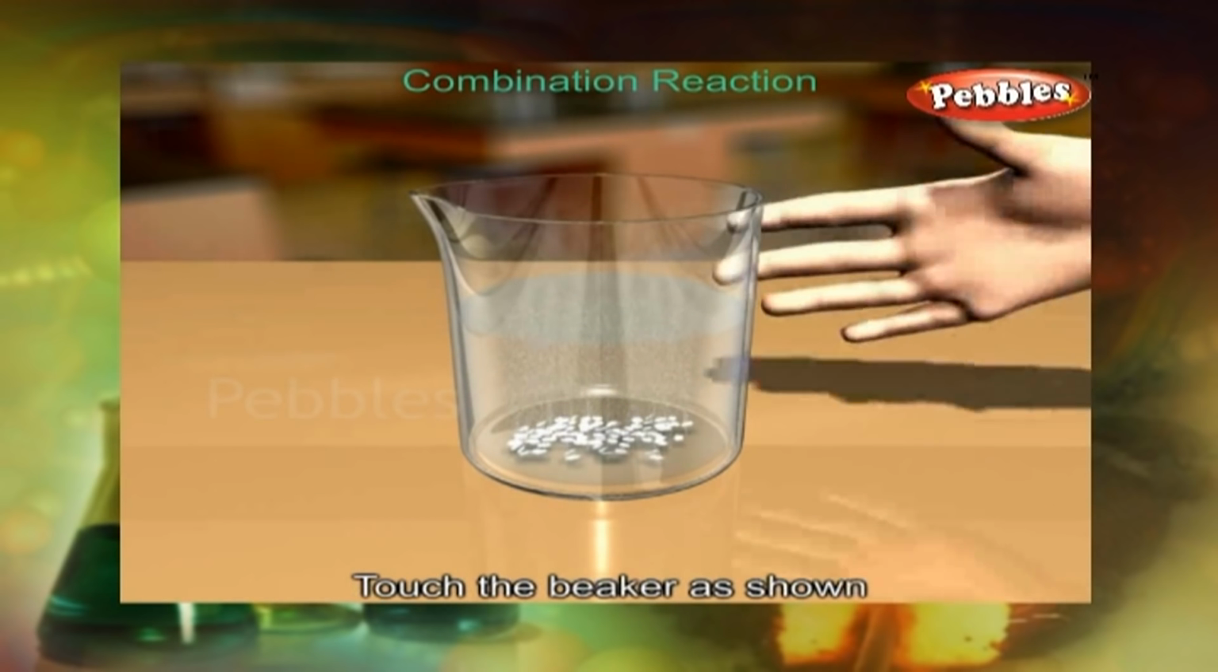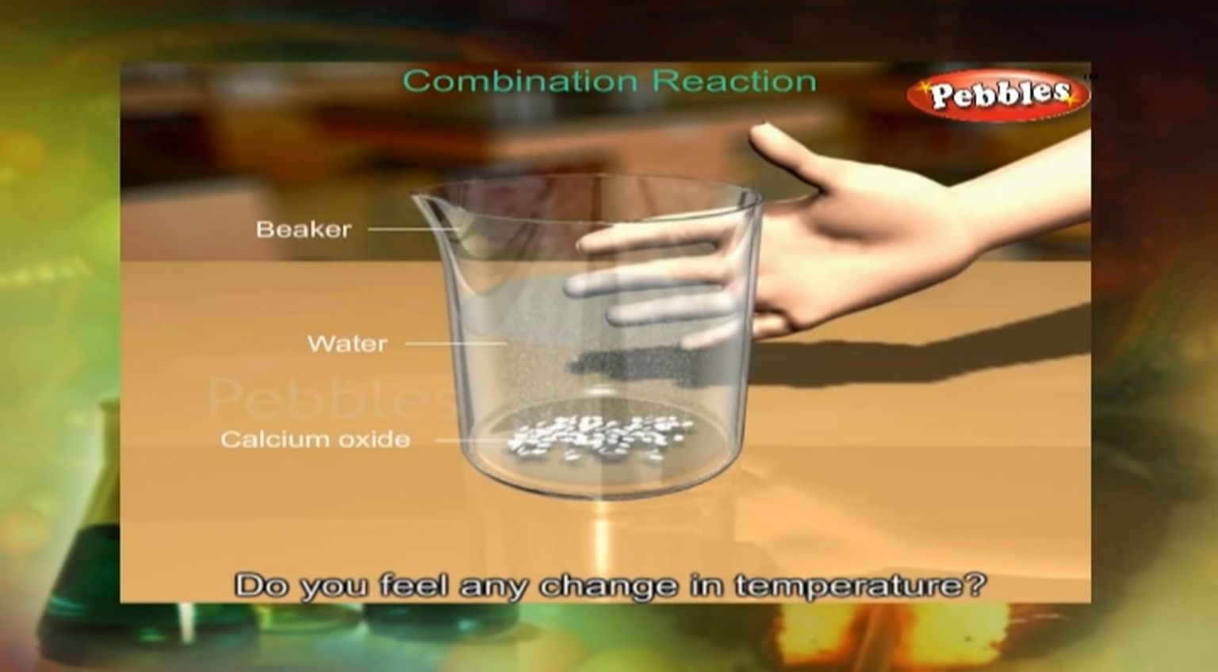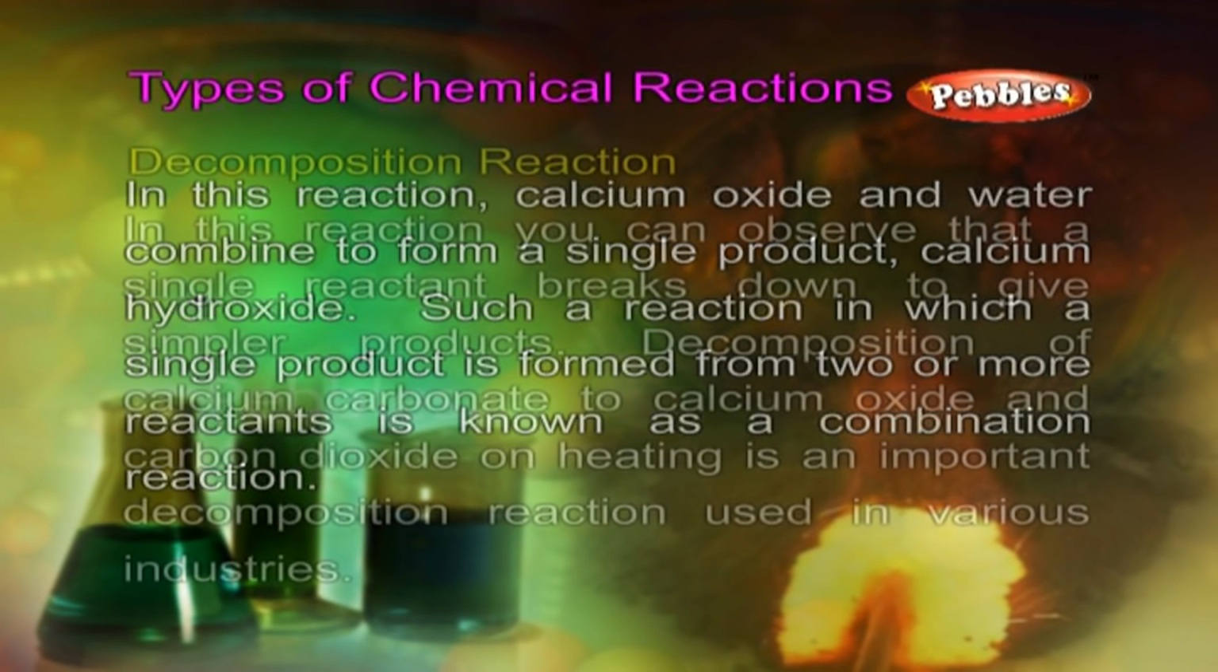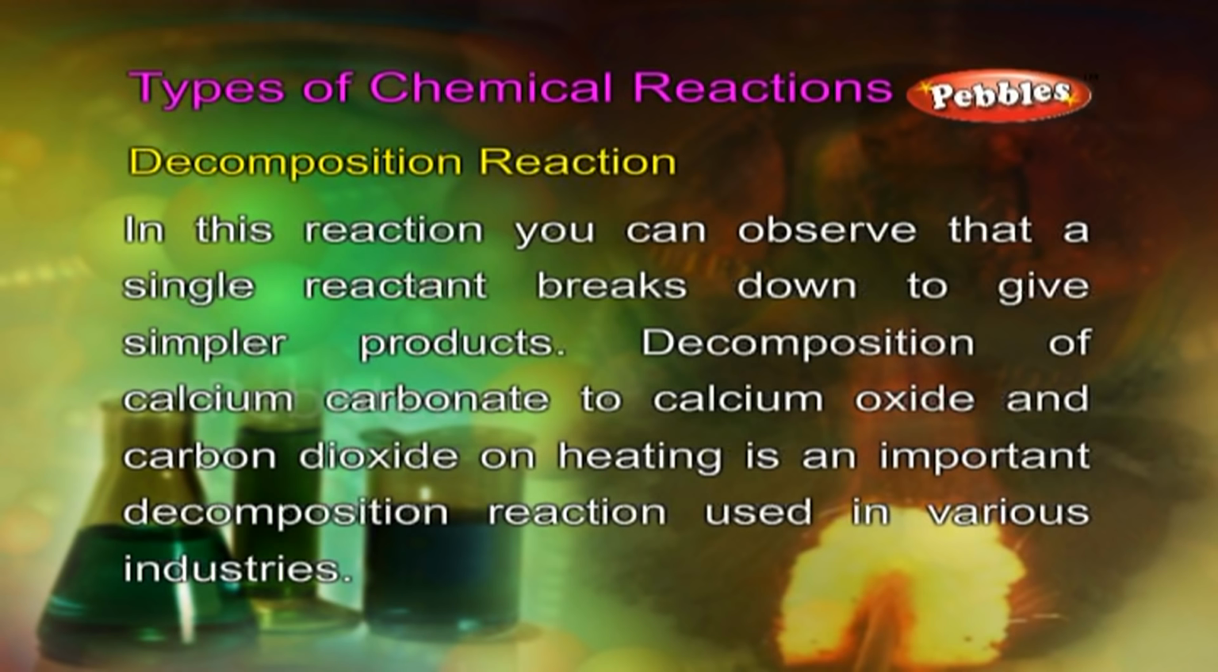Touch the beaker as shown. Do you feel any change in the temperature? In this reaction, calcium oxide and water combine to form a single product, calcium hydroxide. Such a reaction in which a single product is formed from two or more reactants is known as a combination reaction. Decomposition reaction. In this reaction, you can observe that a single reactant breaks down to give simpler products.